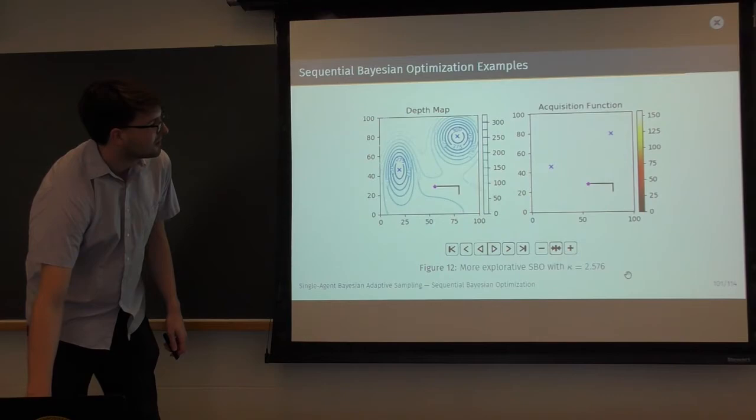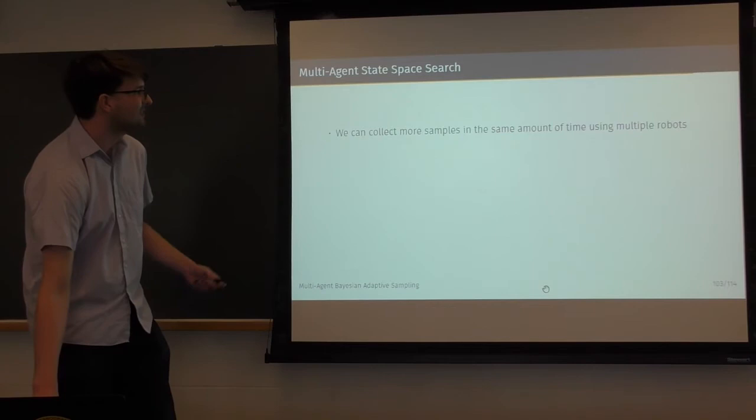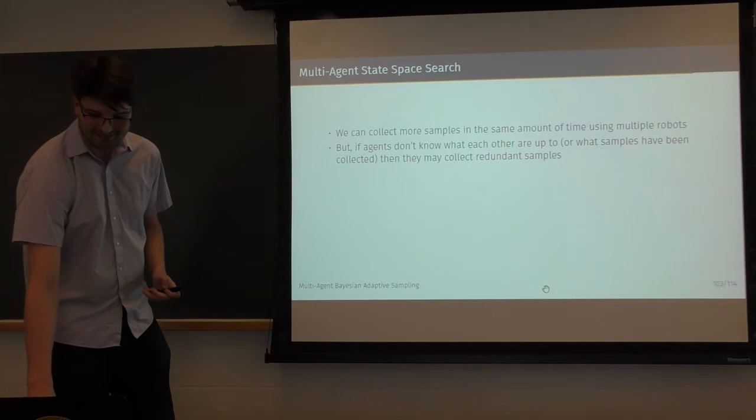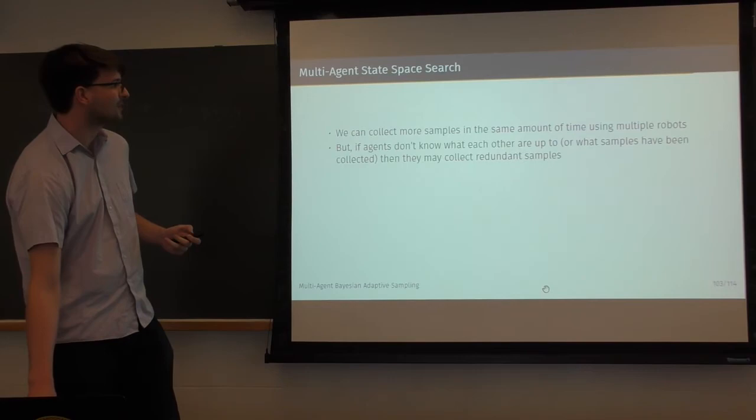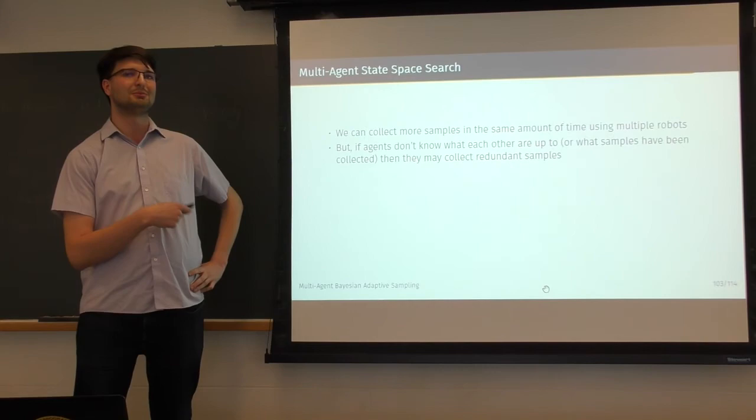Yeah, so now let's talk about the multi-agent scenario. There's actually not a ton to say about this, but that's kind of the conclusion here for just some extensions of how you can take advantage of multiple robots. So obviously, if we have multiple robots, you can take more samples.